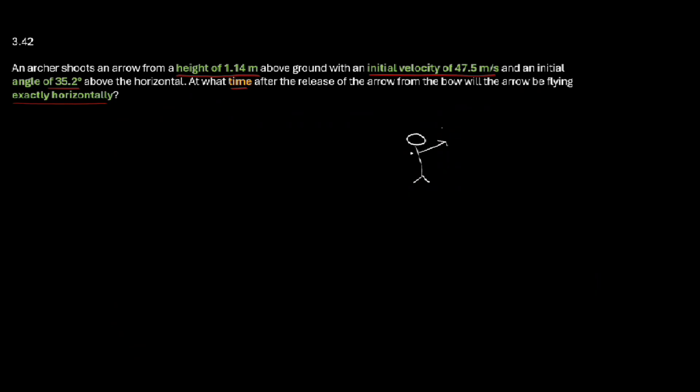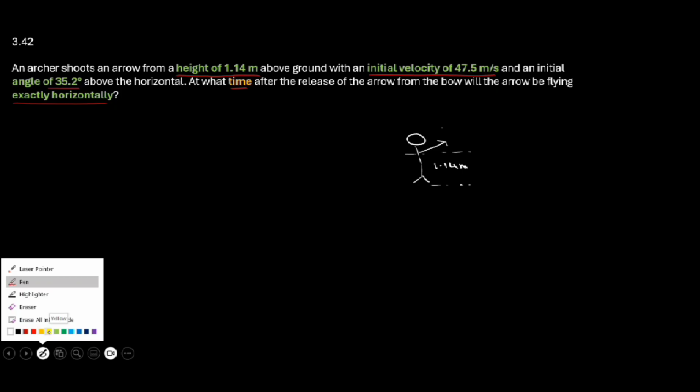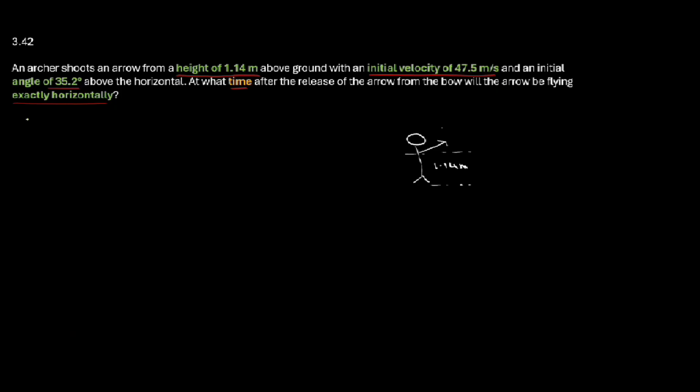So let us first sketch the problem. You have an archer that shoots the arrow from a height of 1.14 meter from the ground. So this distance of the arrow from the ground is 1.14 meter. And initial velocity of the arrow is 47.5 meter per second. So let us write down these velocity values. V0 equals 47.5 meter per second.